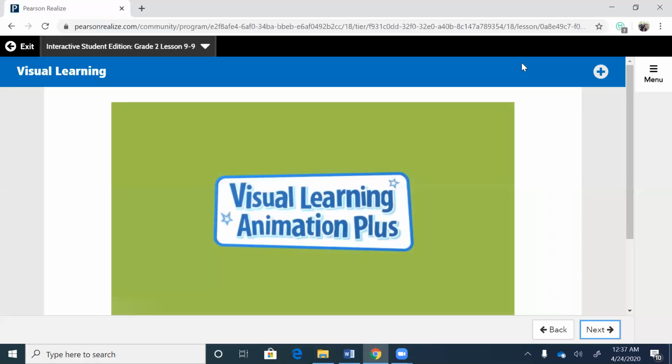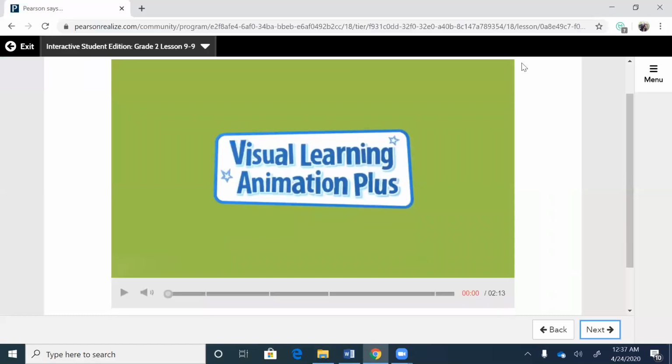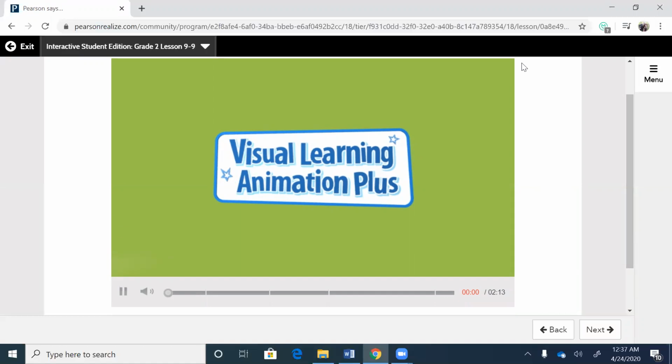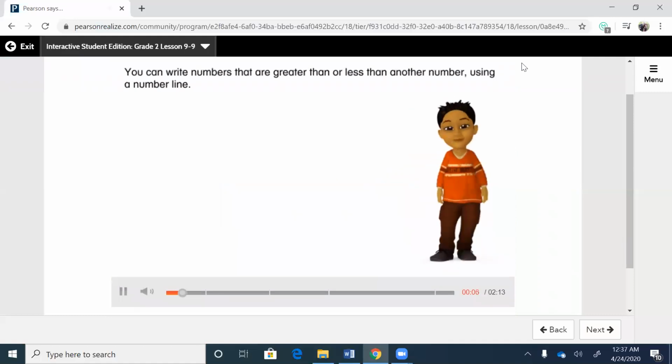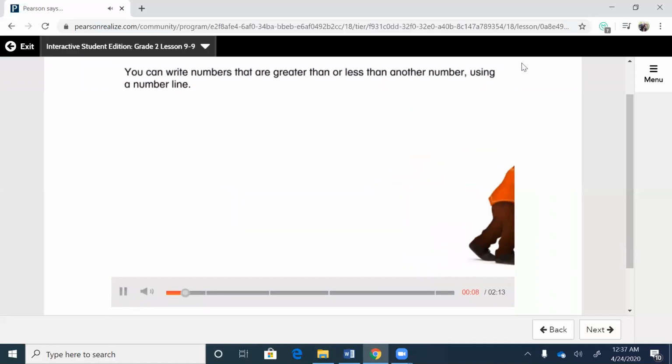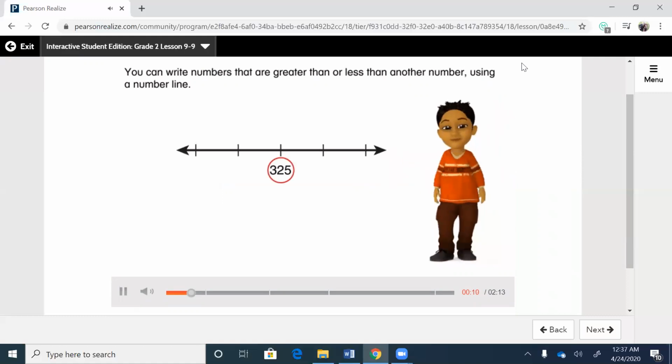All right, we'll do the video, which I'll be kind of trying to talk over. Since it doesn't come up perfectly with the sound, you can read it, and look at the pictures. The math problems. There's our robot. You can write numbers that are greater than or less than another number using a number line.